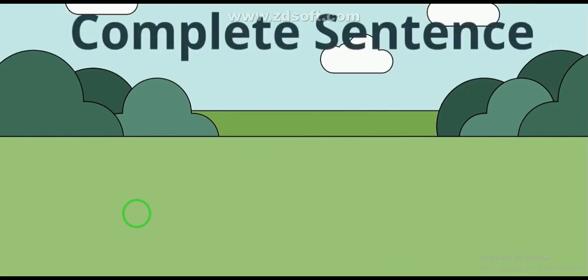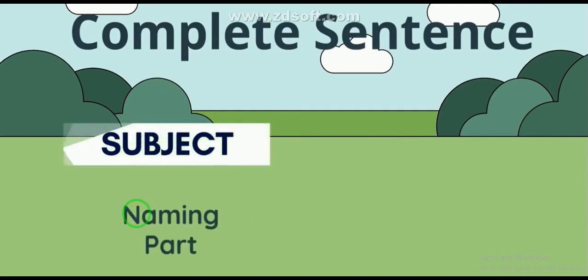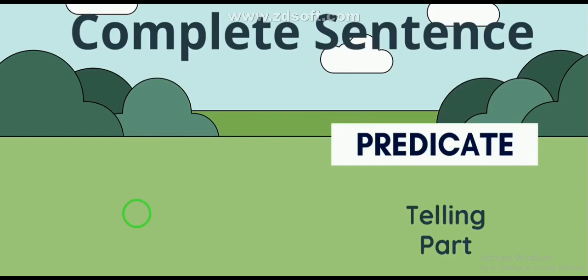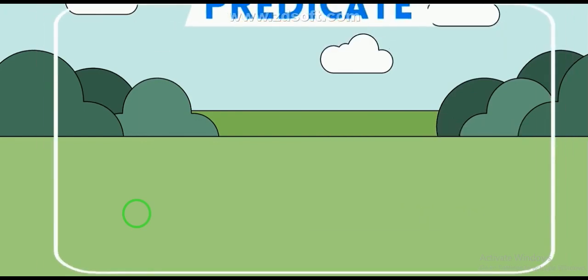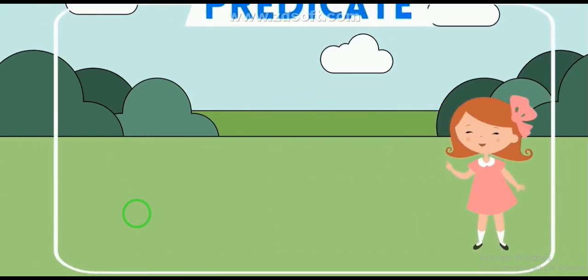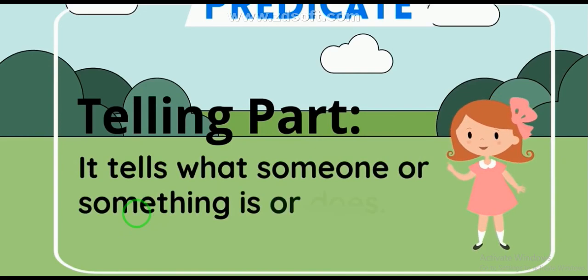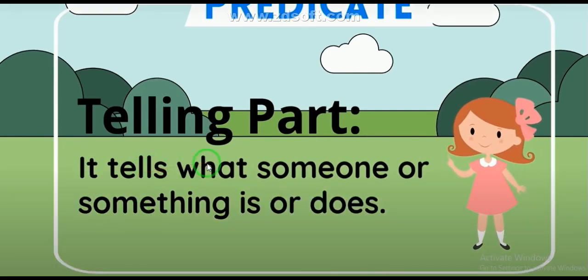Now that we've covered the first part of a sentence, the subject, let's move on to the next part, the predicate. The second part of a sentence is the predicate. The predicate tells what the subject is or does. In other words, it tells what someone or something is or does.